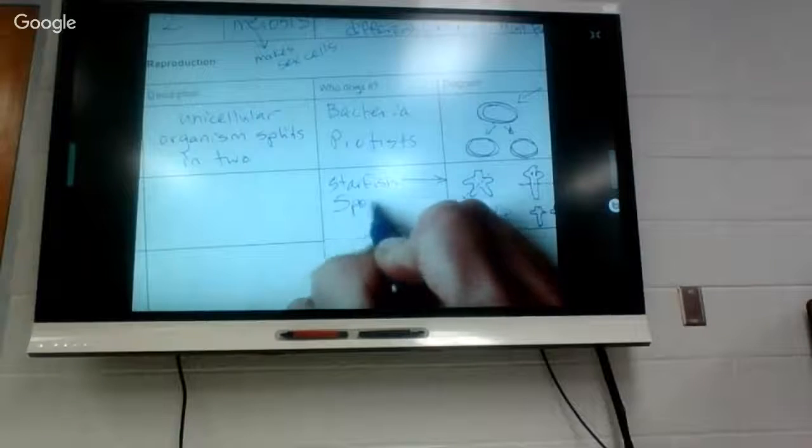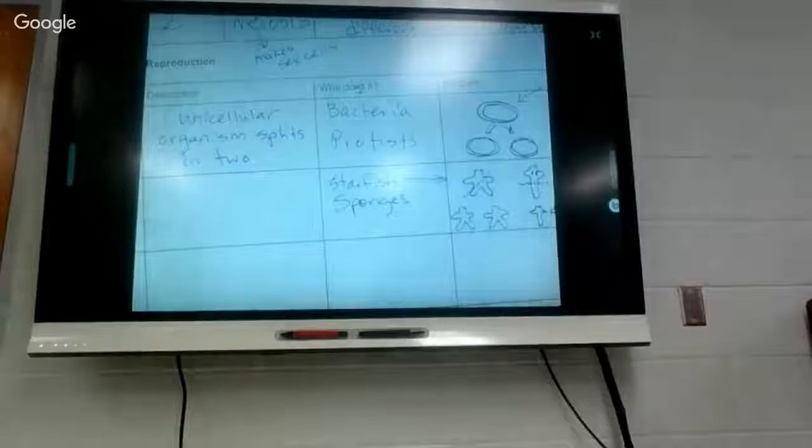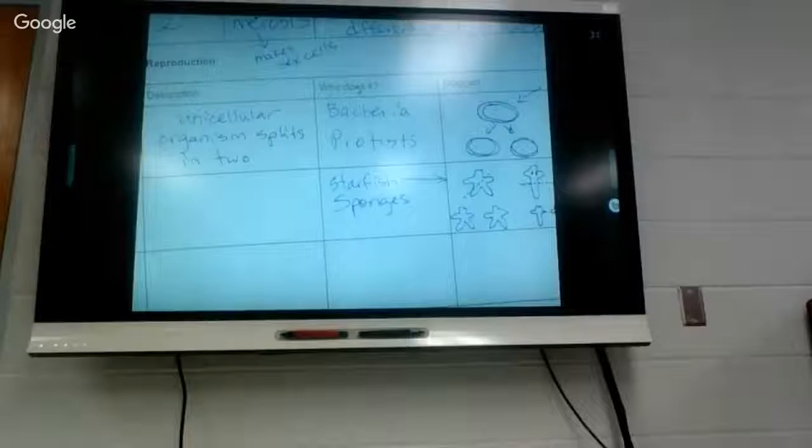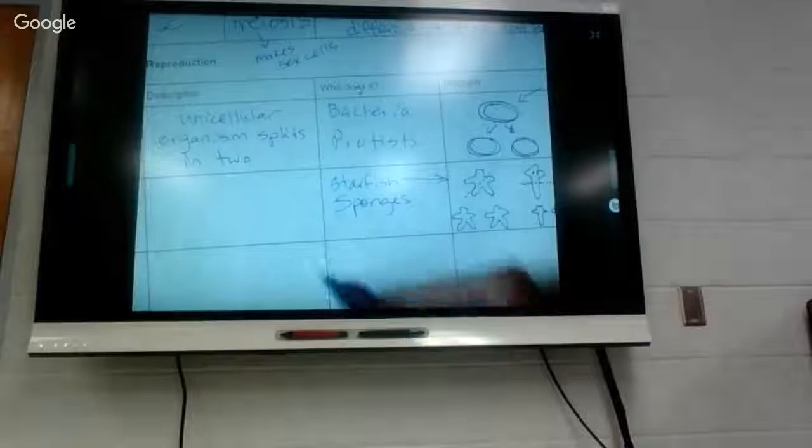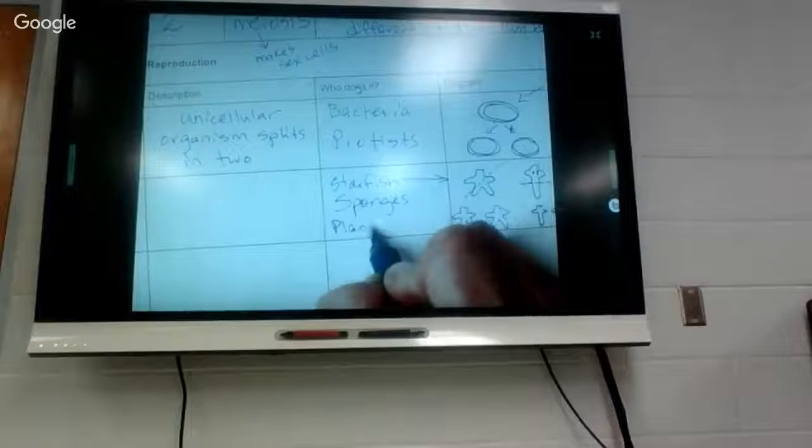We're on to sponges, like real sponges. I have a real sponge in there. Worms.